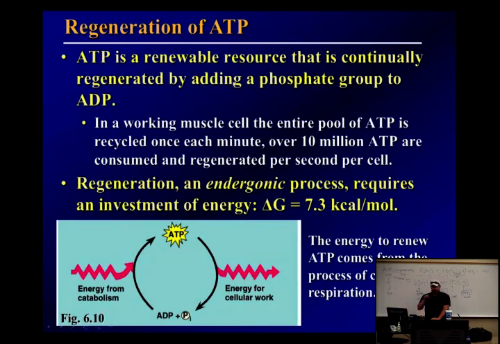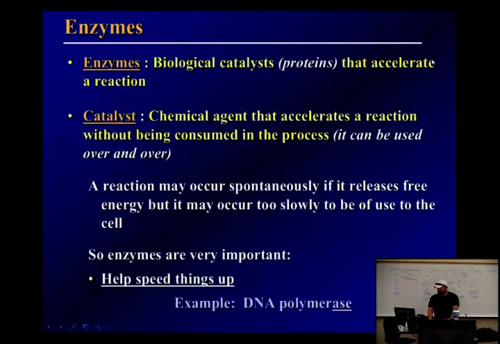Okay, so you guys know that ATP is regenerated, it's recycled. ATP goes to ADP, and then we add a phosphate back to that, and we make it recharged. So we talked about you go through 180 pounds, but in every single one of your cells, in a working muscle cell, 10 million ATP are consumed and regenerated per second per cell. 10 million per second. It's a lot. It's a lot of energy.